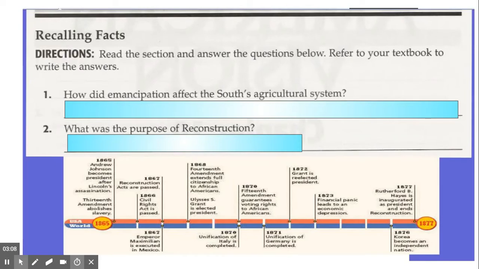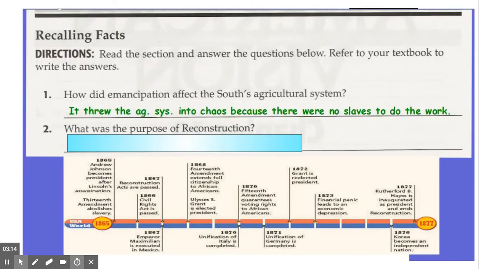How did the emancipation affect the South's agricultural system? One of the things you have to understand is that emancipation threw the agricultural system into a state of chaos because there were no slaves to do the work. What's going to have to happen is that former slaves are going to have to be accepted as paid labor. So African Americans are going to have to be paid for the work that they're doing on some of these plantations or farms, and not necessarily be put into a state of servitude.